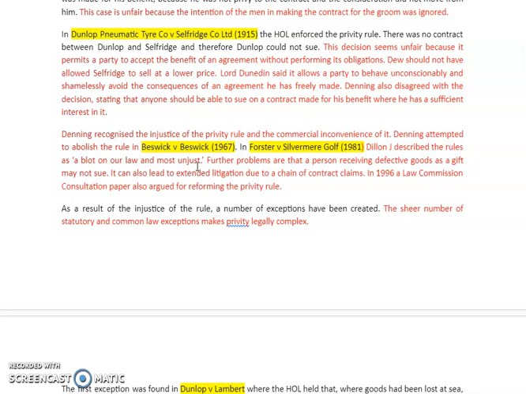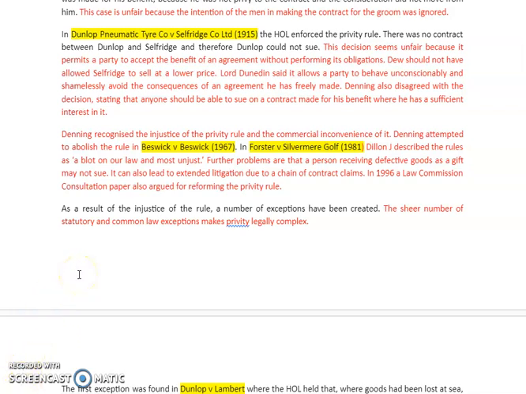and should be reformed. Further problems are that a person receiving defective goods as a gift may not sue because, of course, they've not bought the item themselves. And it can also lead to extended litigation due to a chain of contract claims. And in 1996, there was a Law Commission consultation paper that also argued for reforming the privity rule.